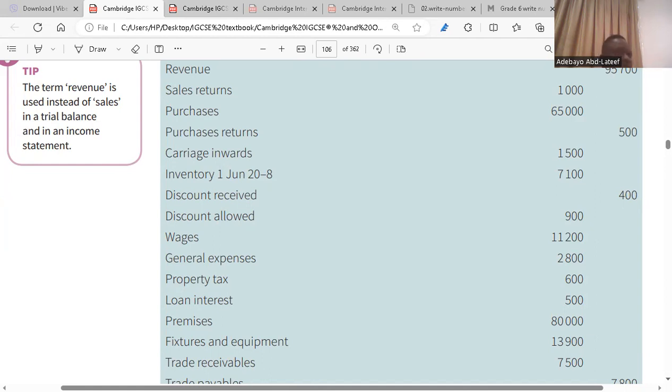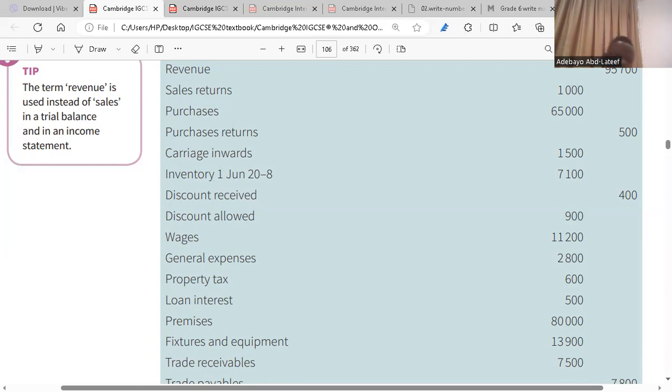For the trading account, the items you're going to have are your revenue, which is the same as sales, your less sales returns, which is the same as return inward, then your purchases on the debit side, your less purchases returns, which is the same as return outward, on the debit side you less it. Carriage inward, you add it because it's an expenditure for trade. So you add it to your purchases. Is it clear? Yes. Inventory, which is stock, you add on the debit side. It's part of your trading, isn't it? Yes. Those are what you are selling as a business. So stock is what you are selling.